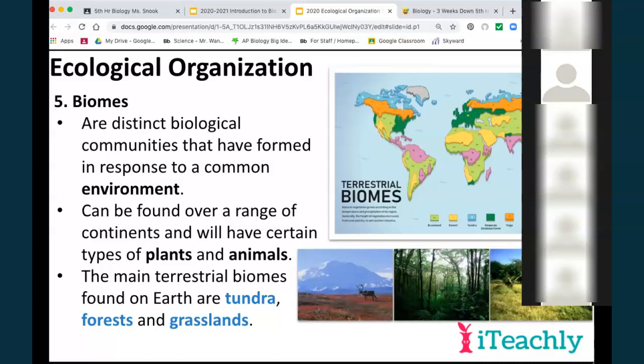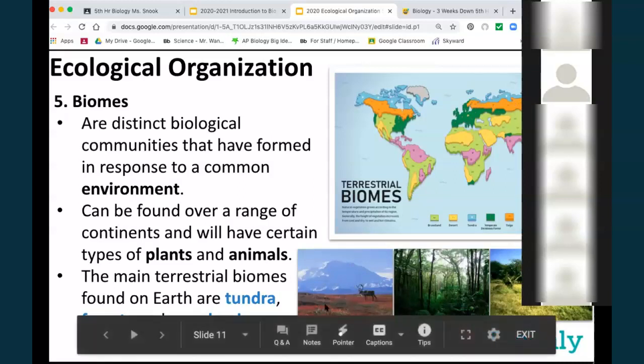So they have a common environment. They'll have certain types of plants and animals, like only certain animals will you find in the Arctic, right? Only certain types of animals will you find where it's nice and hot. The main terrestrial biomes are tundra. That would be this one here, where they have permafrost, where the ground never thaws.